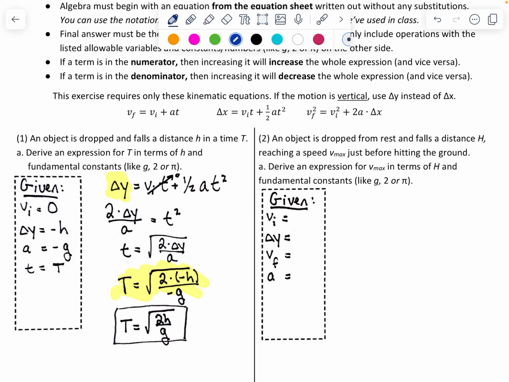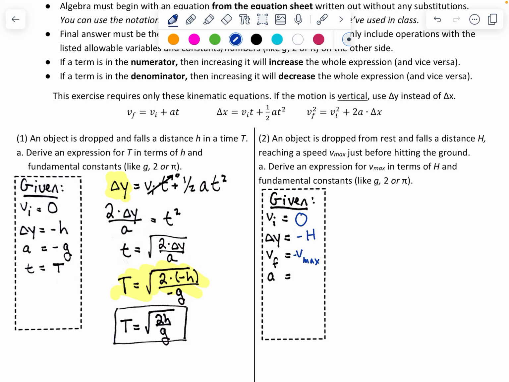Okay, so for number 2, an object is dropped from rest. The initial velocity is 0. And you don't even really need the meters per second, honestly. I'm not even going to bother with that. The initial velocity is 0, it dropped from rest, and it falls a distance h. Now this is capital H, so I'm going to make sure I'm careful about using the upper or lower case as indicated in the problem. It reaches a speed v max just before hitting the ground. Now that is downward, so it is negative, but it said speed, so I'll just leave it.